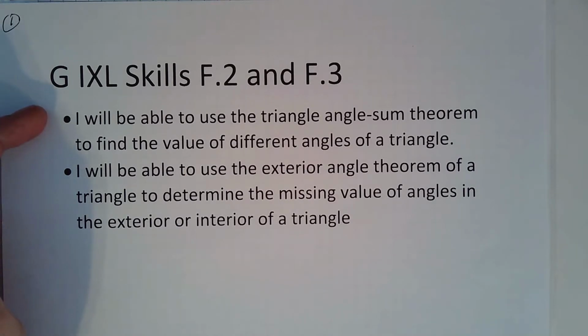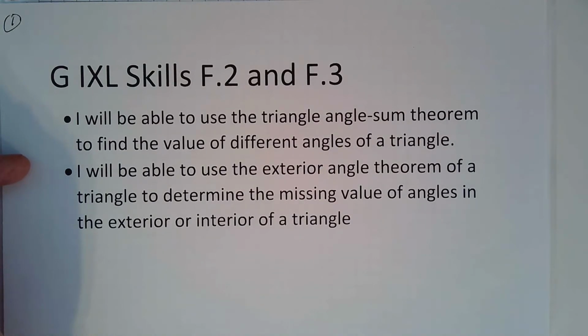In our first bullet here, we're going to be able to use the triangle angle sum theorem to find the value of different angles of a triangle. And then the F3 skill is the use of the exterior angle theorem. So here you will be able to use the exterior angle theorem of a triangle to determine the missing values of angles in the exterior or interior, for that matter, of a triangle.